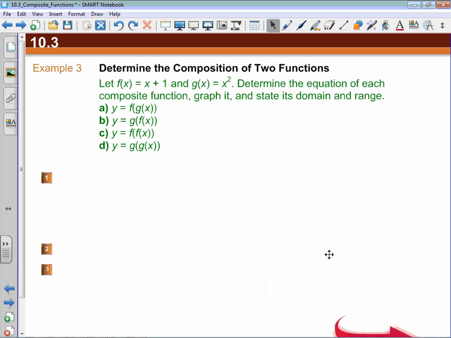Example 3 is really quite similar to example 2. It wants us to find several different compositions, and then graph it and then talk about its domain and range as well. So I think the best way of doing that is just to get into it. I'm not overly worried about the domain and range for f of x and g of x. I'm going to assume that g of x is the same as the previous page.